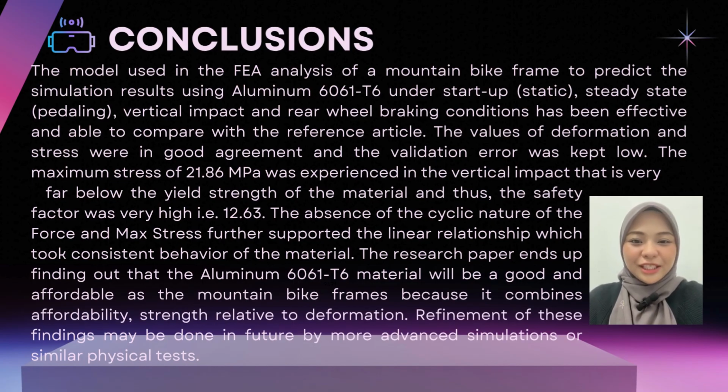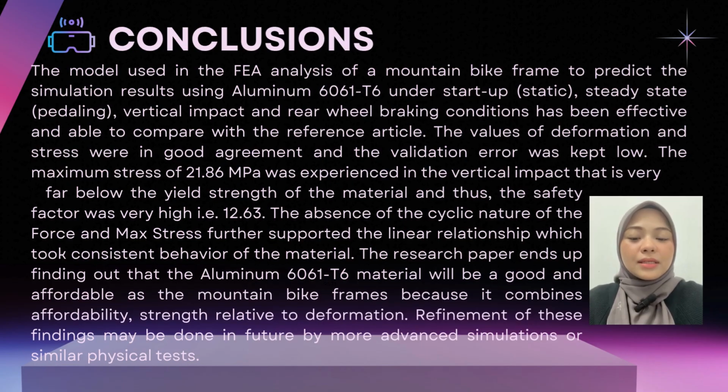Based on the simulations, aluminium 6061T6 performed the best. It handled the loads well during pedaling, braking, and impact. The maximum stress recorded was 21.86 megapascal, which is much lower than its yield strength. That means it's safe and not easily damaged. It also showed lower deformation, meaning it holds its shape better. Plus, the results were consistent and matched with data from other research.